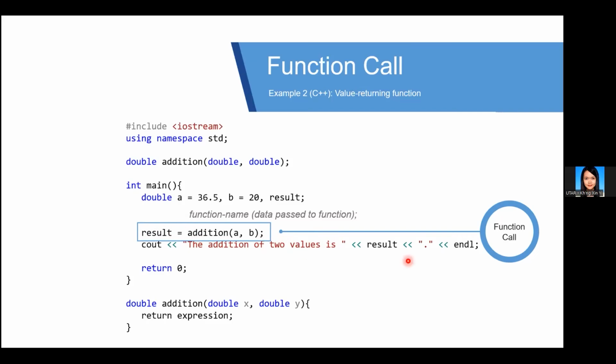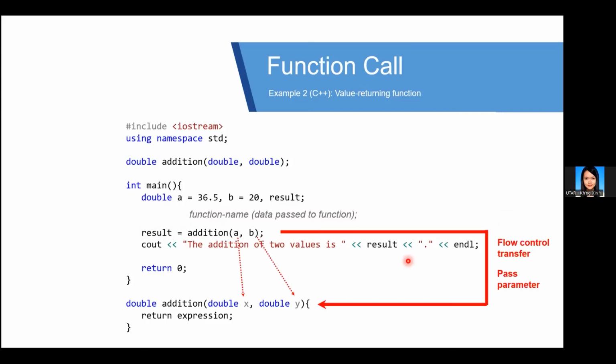Remember, when the function is being called, the control will pass from the function call here in the main function to the addition function. At the same time, it will pass down the two parameters, A and B, to this function. So this is fine, right? And then after that, the function will start performing its job. It will start to execute any statements inside this addition function. After that, once it's done, it will pass the control back to the function caller in the main function.